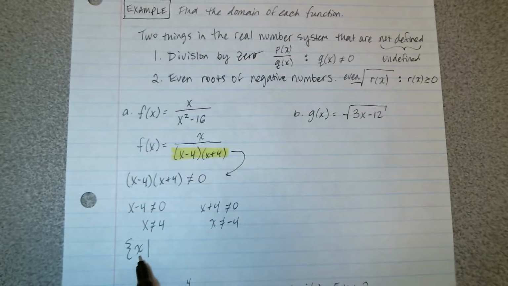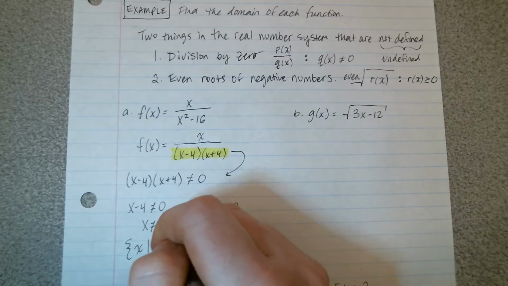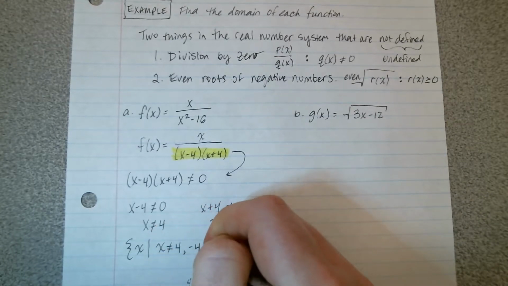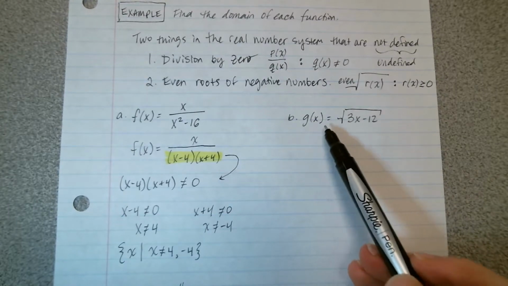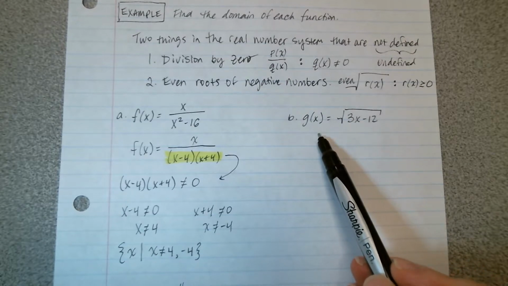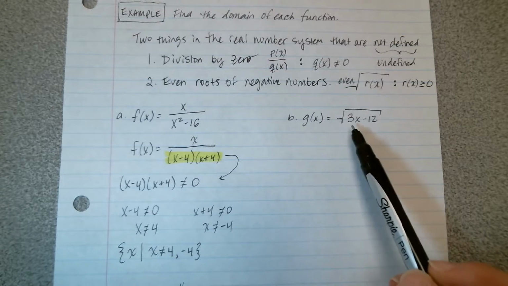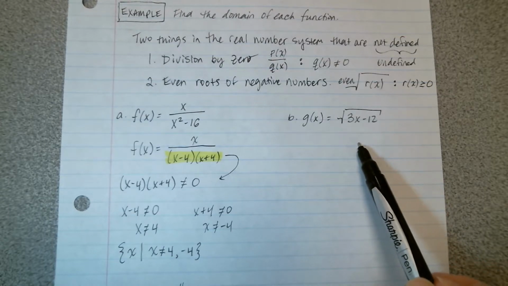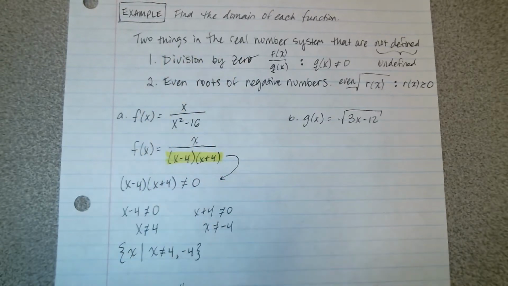So all of the x's such that x is not 4 or negative 4. In part B over here, I have g of x defined to be the square root of 3x minus 12. So first thing you notice is that there is no fraction, there is no denominator, which means division by 0 is not going to occur, so I don't even need to consider it.